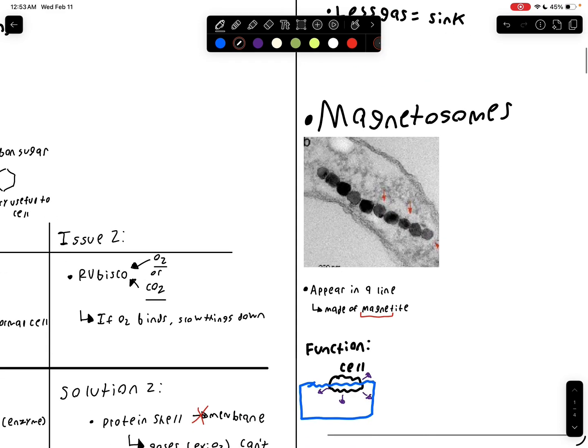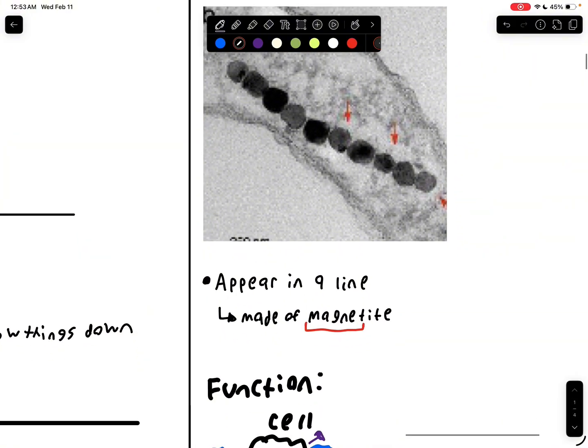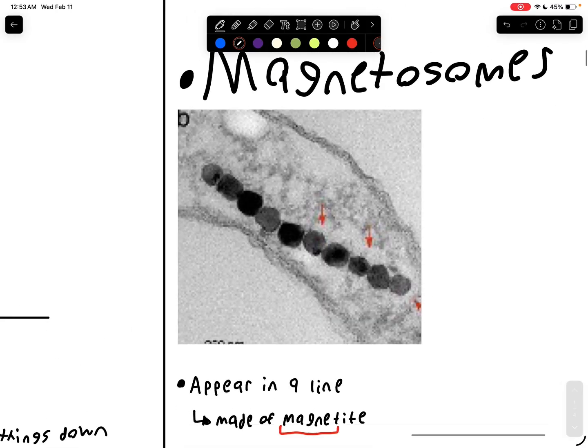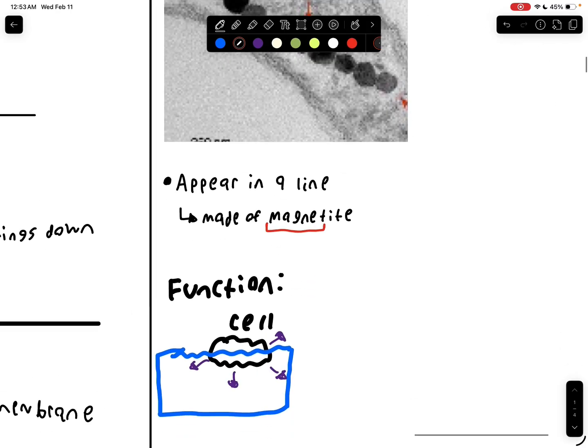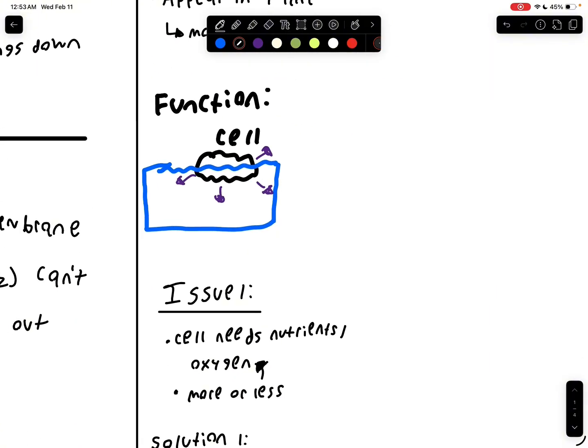Now, we have something called a magnetosome up next, right? These guys appear in a line, and they're made of magnetite. So if it's easy to remember for you, if you think of magnetite and magnetosome, all you have to think about is magnets, right? And it's pretty much what it is. So let's look at the function. You have a cell, and these purple lines indicate 3D space, right? You can move left, right, forward, back, etc., right? That was my attempt at visualizing that for you guys.